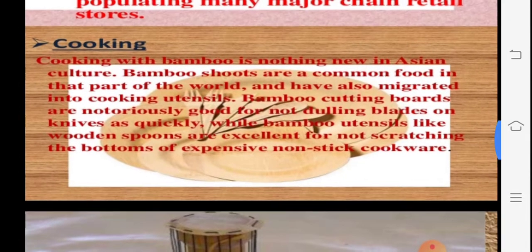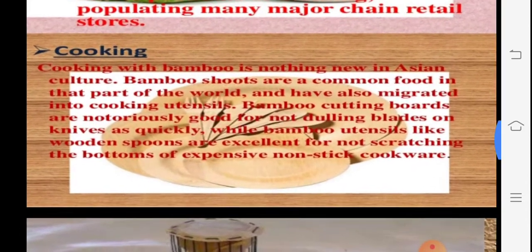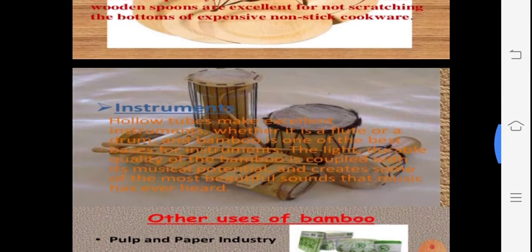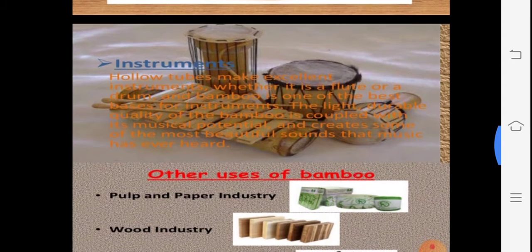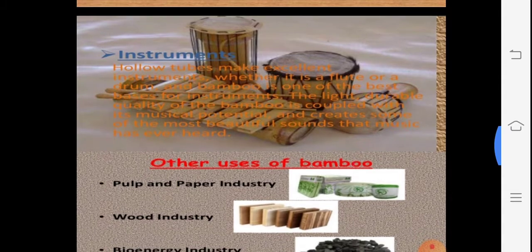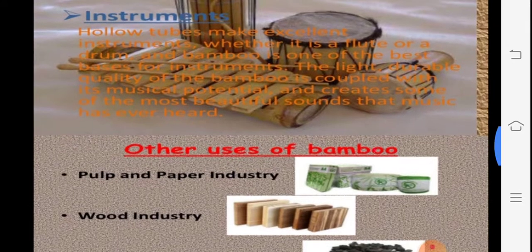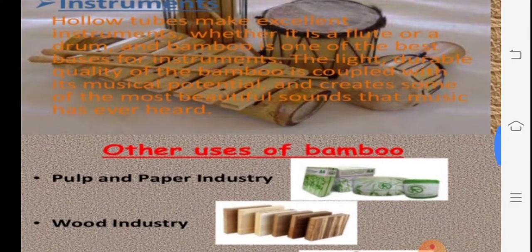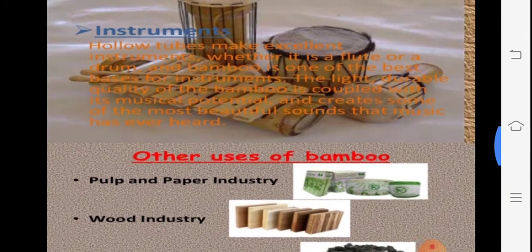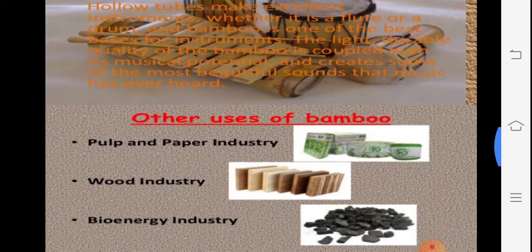Generally, the fresh materials are used. The shoots are commonly used as food in certain tribal areas, and they give some source of vitamins. Then as instruments, we know different instruments are there. It is commonly used, and it creates some beautiful sounds generally. For example, we know certain drums or flute are made from it.